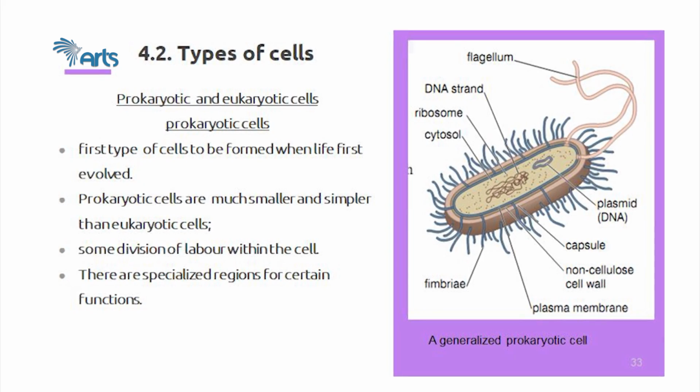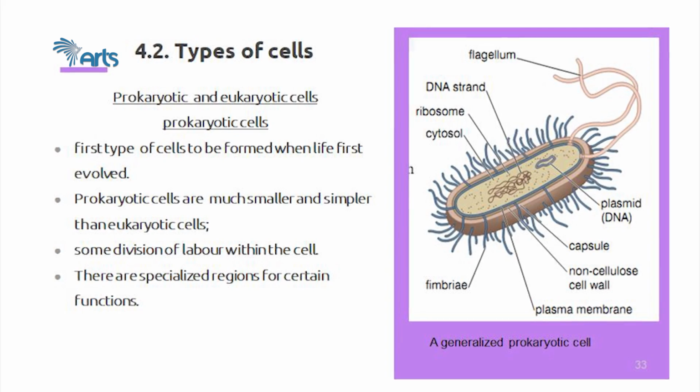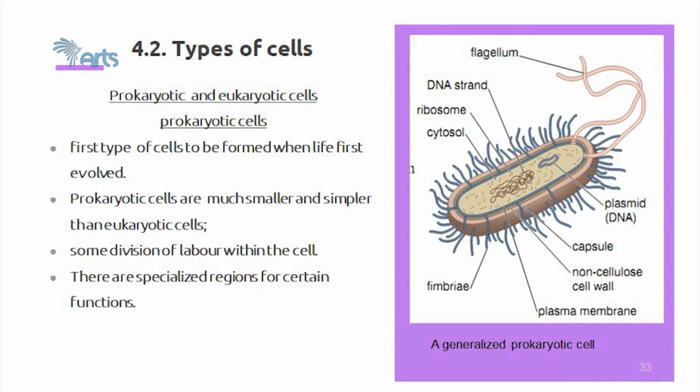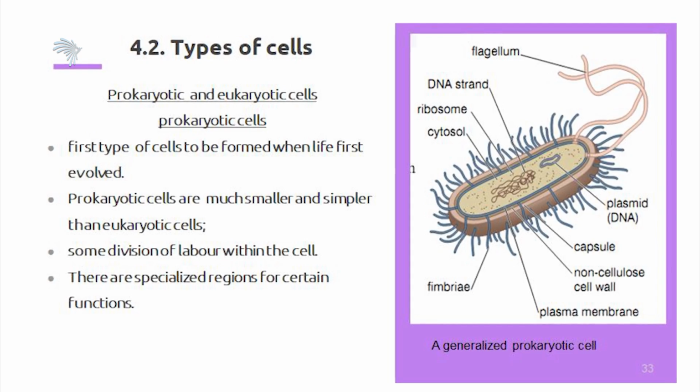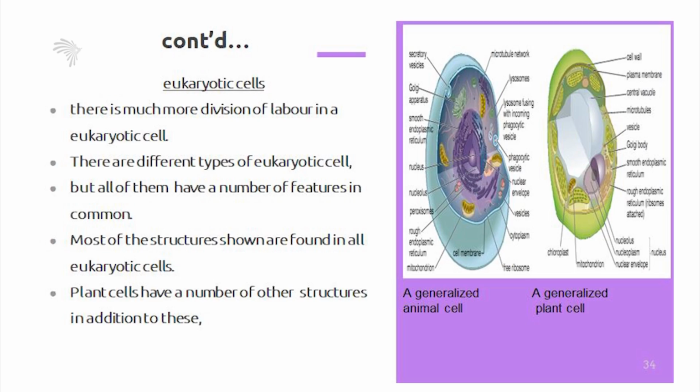So you can see the prokaryotic cell, as an example, a generalized prokaryotic cell in this slide. It has some various complex structures. You can see the flagellum, the internal section, the outside exterior section of this bacterial cell. So the eukaryotic cell is the second division.